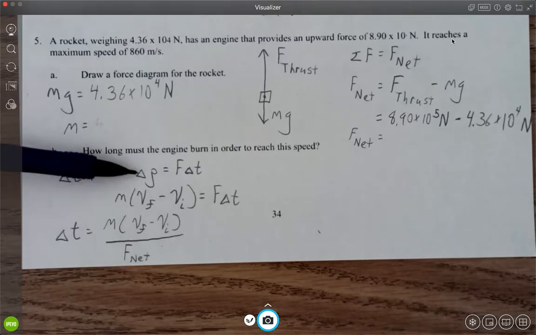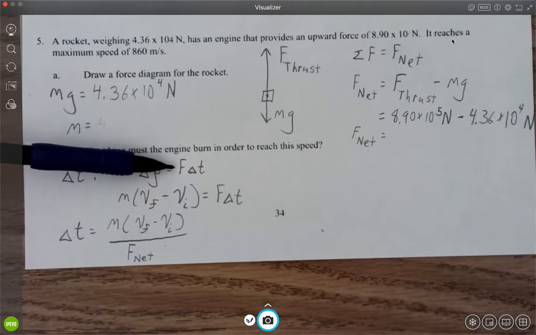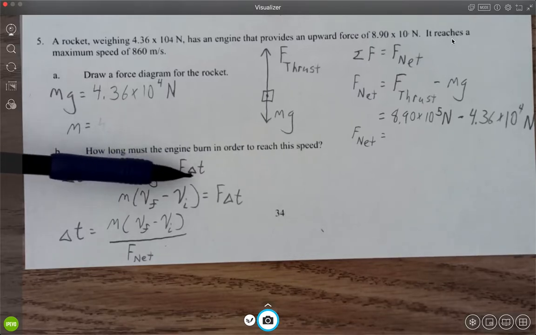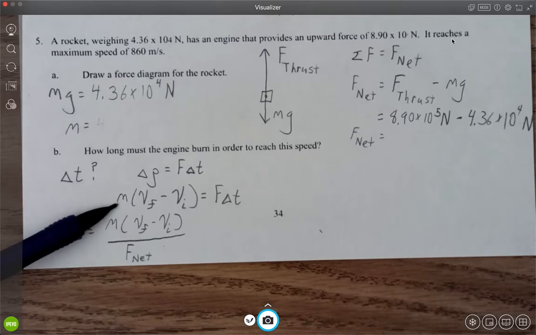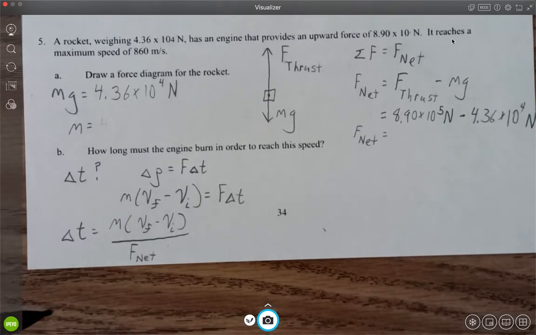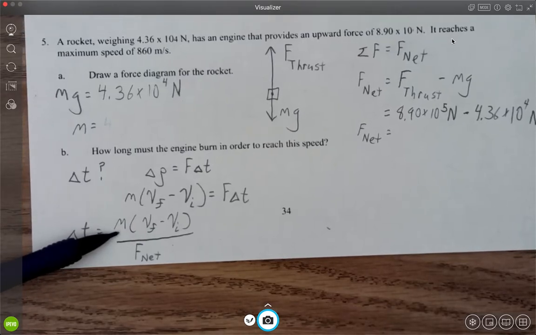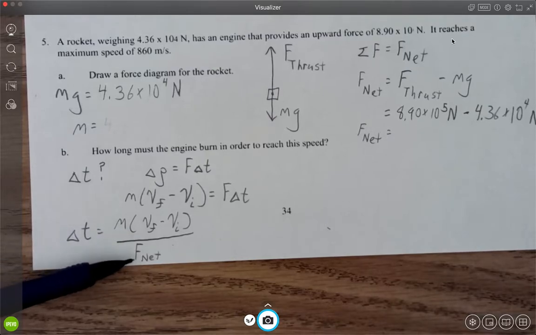So we know the change in momentum is equal to that force times that change in time. The force that the engine's going to provide, for how long does it need to do that in order to get the mass of the rocket to be going really fast, to change its velocity. That's what we're seeing here. So setting this up equationally, the change in time is going to equal the mass of the rocket times the change in the velocity divided by this net force provided by the rocket.